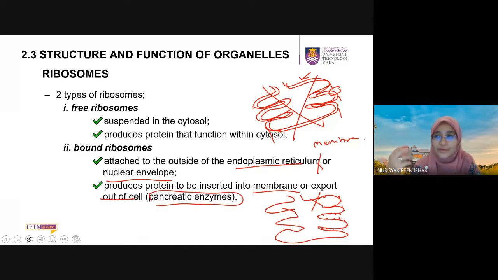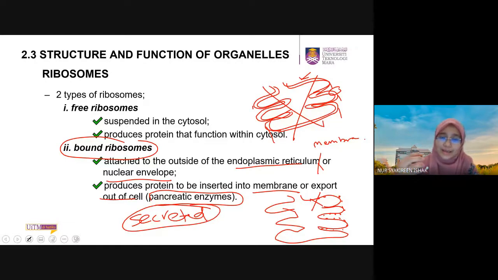So for the pancreatic cell, to excrete the product, remember, write: bound ribosomes produce protein to be secreted out of the cell, produced and released from the cell. The pancreas produces and secretes the hormones insulin and glucagon. Pancreatic cells also produce digestive enzymes. So these products will be secreted out of the cell, to be used out of the cell.